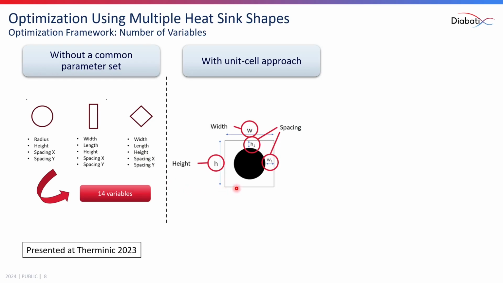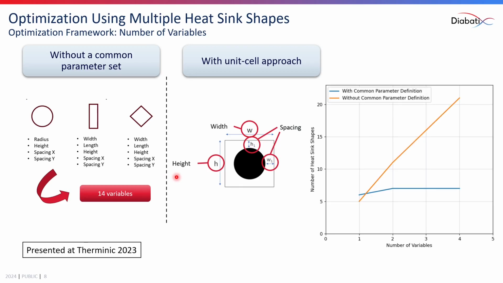In this unit cell approach, a unit cell can be defined by a set of parameters irrespective of their shape. What I mean by that is, a unit cell can be defined by its width and height, and the spacing of the shape with respect to that unit cell. That is the spacing in, let's say, x and y. We can also account for the height inside and the base thickness, or the selection of shape from multiple combinations of parameters. And with the help of that, we can really reduce the problem from 14 variables to very few variables.